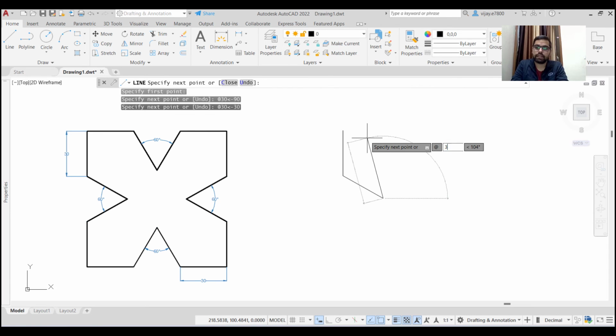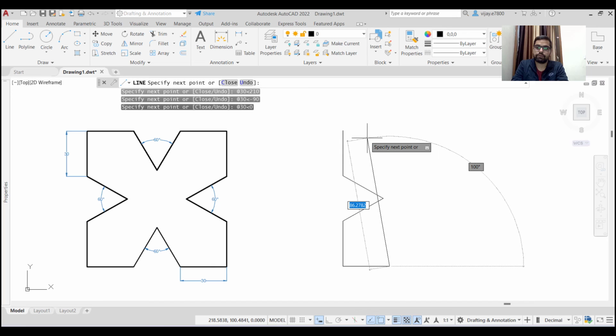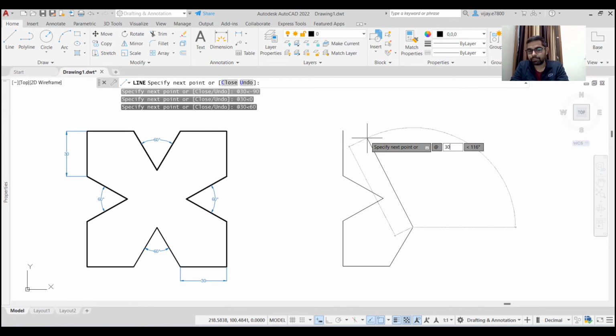After that, side is 30 and angle this time is 180 plus 30. You can put 210, or you can basically put the negative value as well. So 210, then side is 30, angle this time will be minus 90. Then again we are going to move 30, angle this time will be 0. Then 30, angle this time will be 60. Then 30, and angle here it will be basically this particular angle is 60.